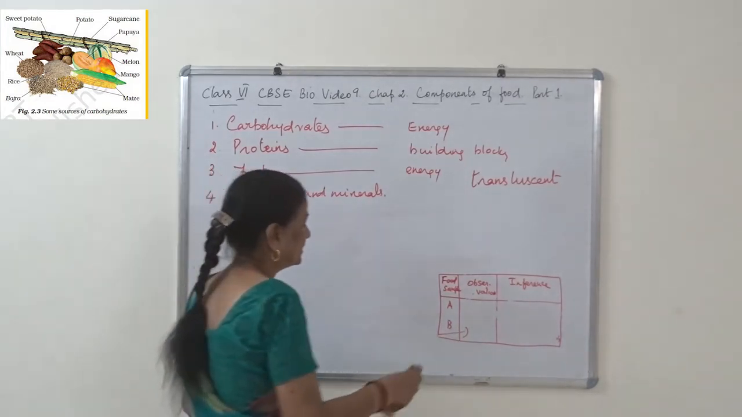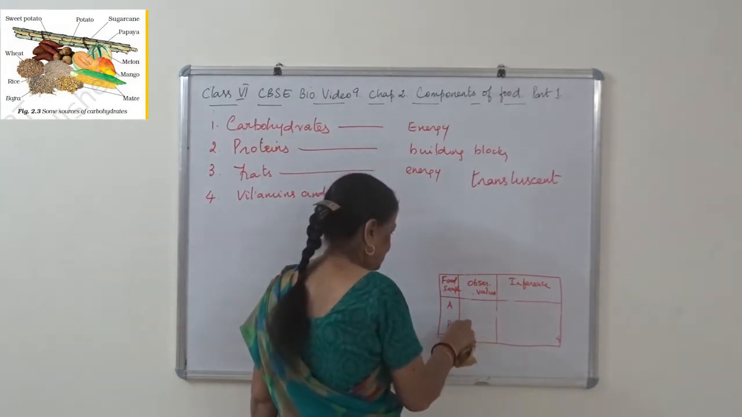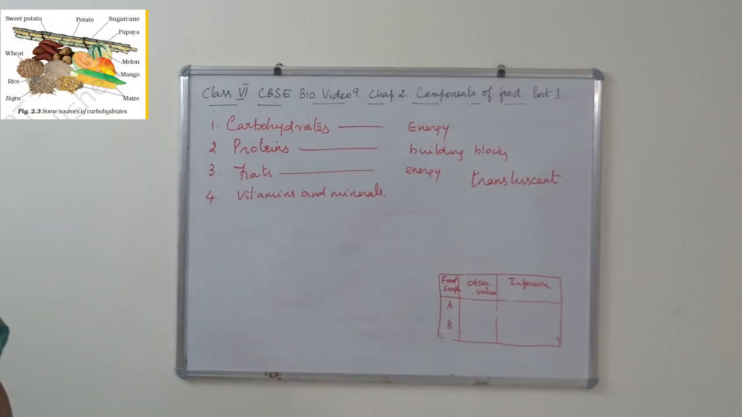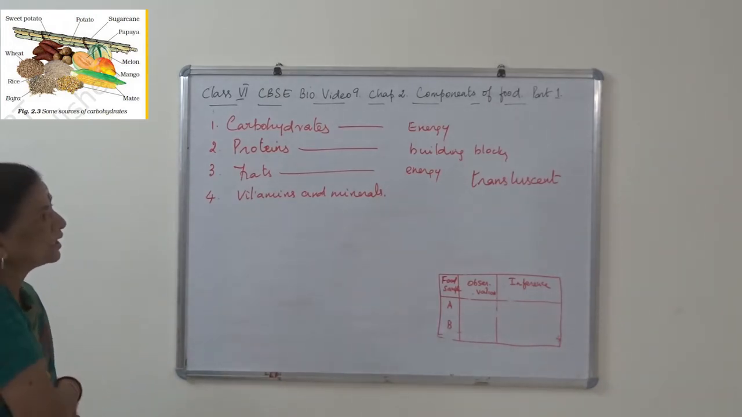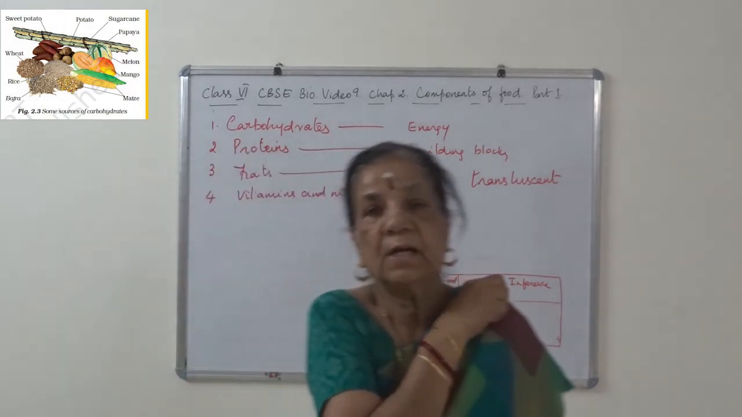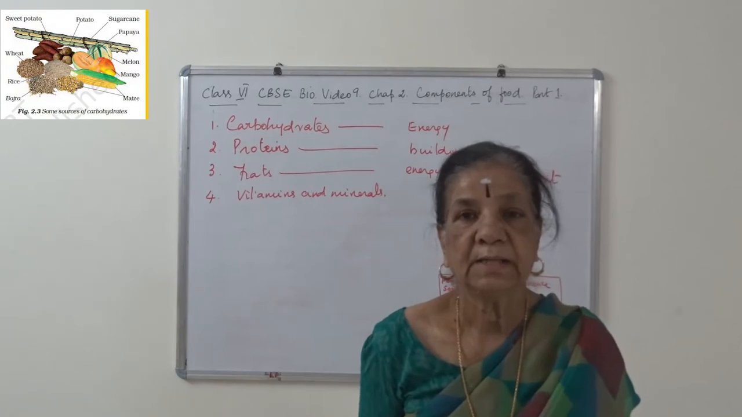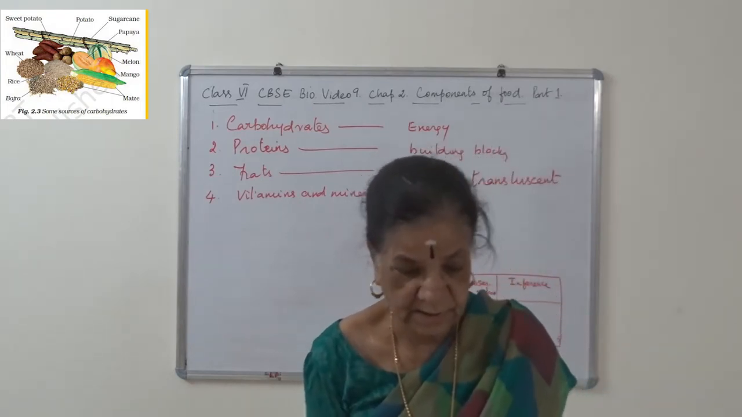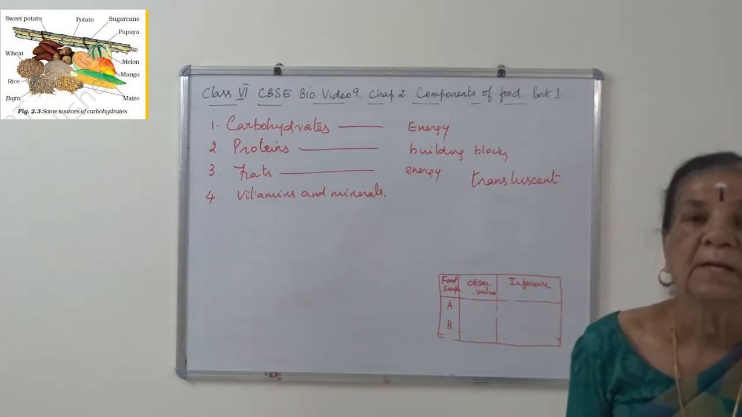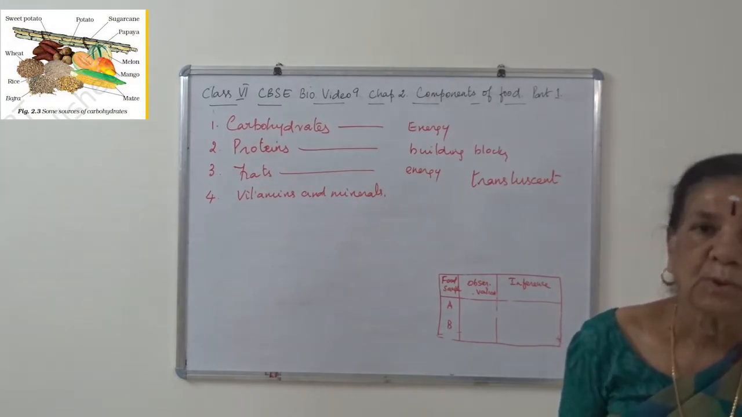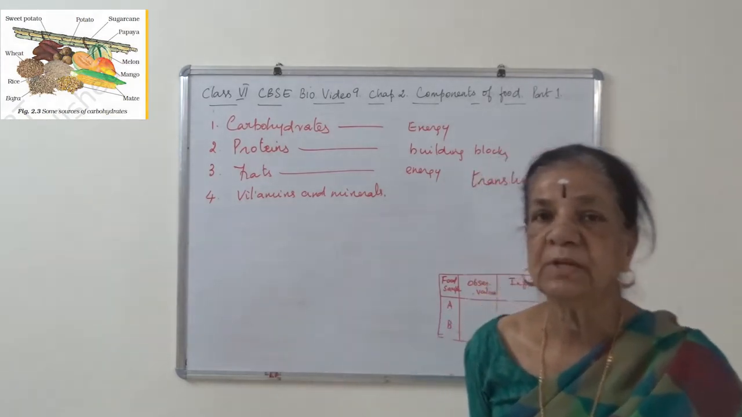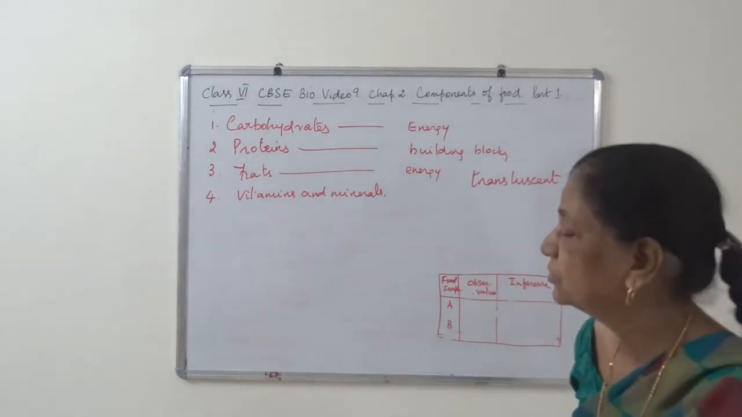The next one is the food component protein. Now we say carbohydrates and fat are the energy giving foods. In that, fats give more energy than the carbohydrates, but carbohydrates are the prominent one. I hope you understand. The next food component is protein.